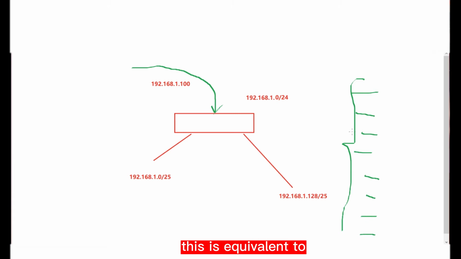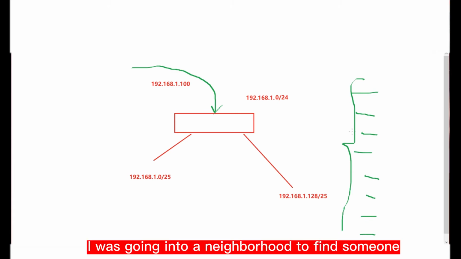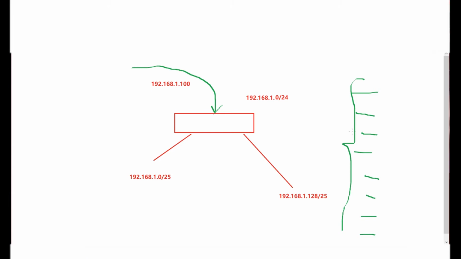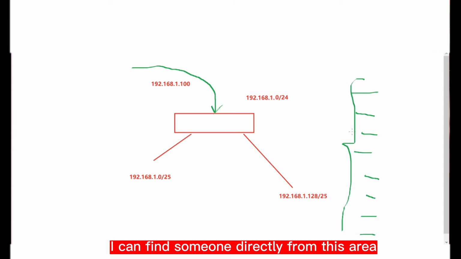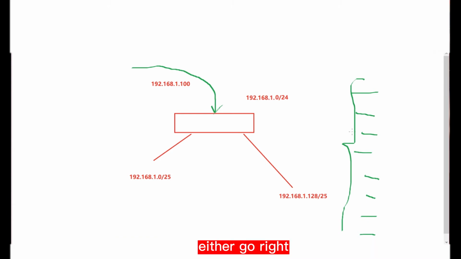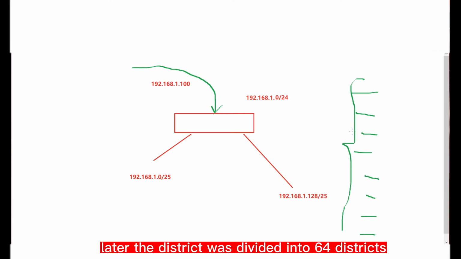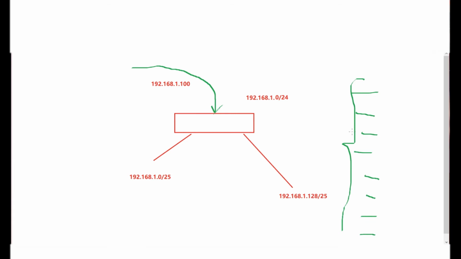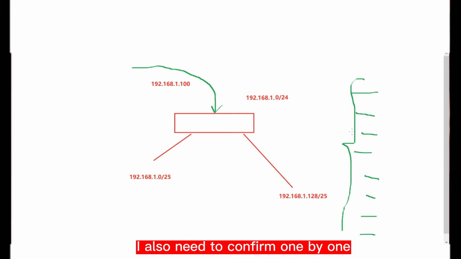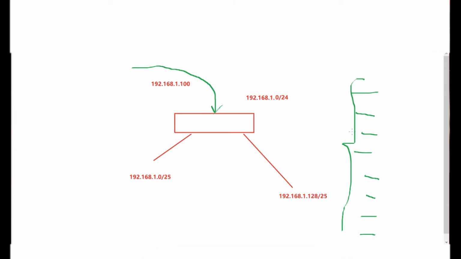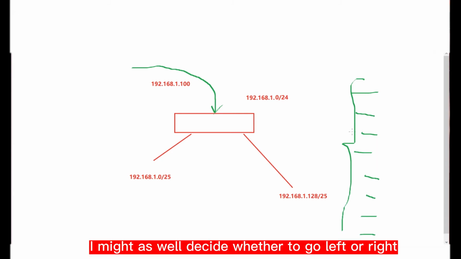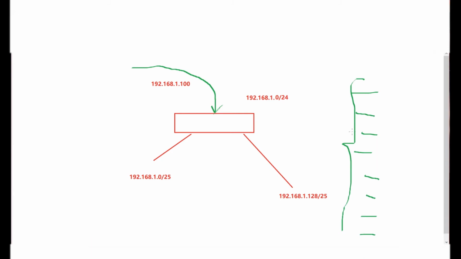This is equivalent to, originally, going into a neighborhood to find someone. This area is divided into two parts. I can find someone directly from this area: either go left or go right. Divided into A and B buildings. Later, the district was divided into 64 districts. Then when I'm looking for someone, I also need to confirm one by one. But if everyone looks, it will be slower. I might as well decide whether to go left or right, and after entering, take a more accurate tour.